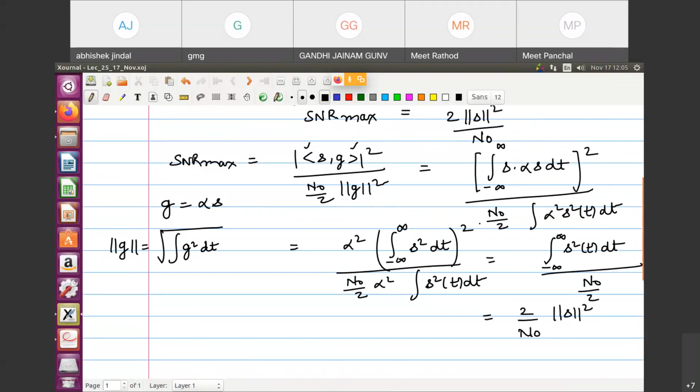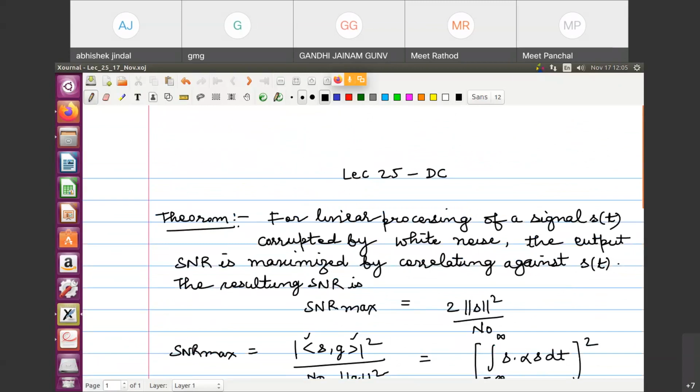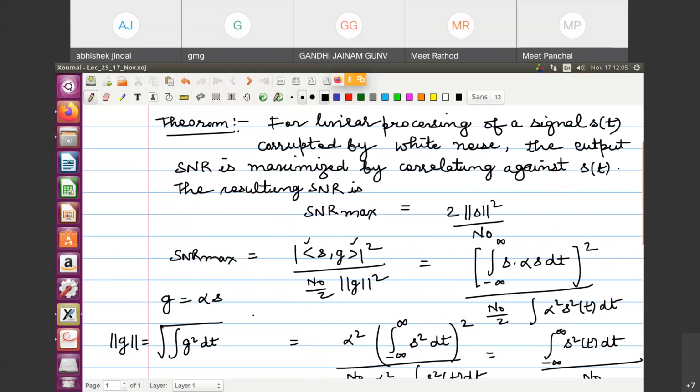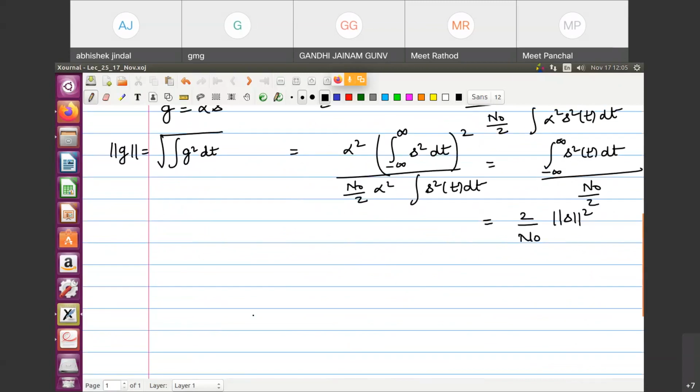So this derivation I didn't do last time. I thought let me first state the theorem, then do this derivation. It's simple to see, because if this loose end were left, maybe some of you wouldn't be able to derive it finally.